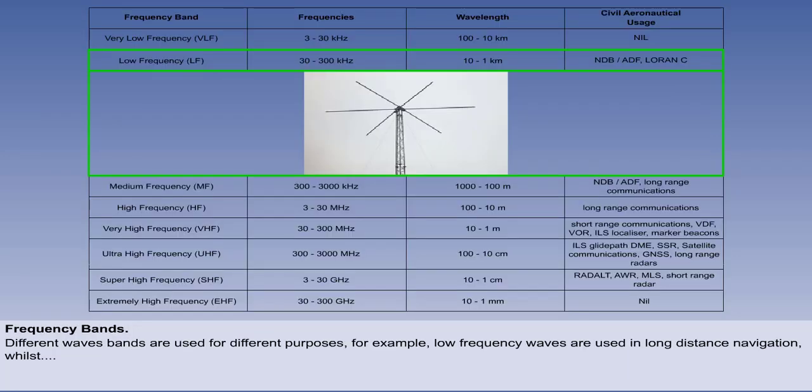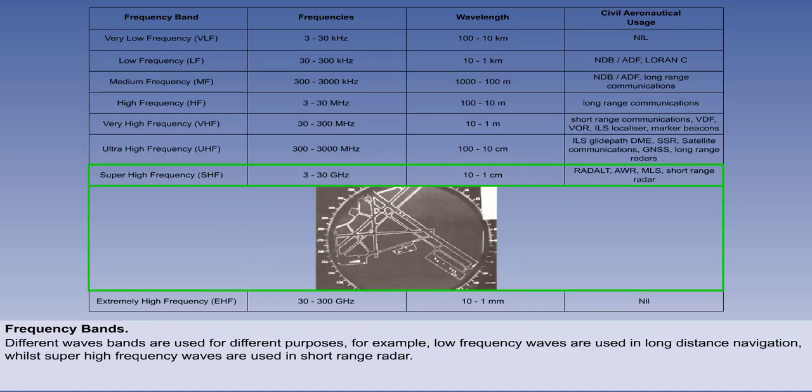Radio waves of different frequencies are used for different purposes. For example, low-frequency waves of between 30 and 300 kHz and with a wavelength of between 1 and 10 kilometers are used in long-distance navigation aids, such as the non-directional beacon, the NDB.